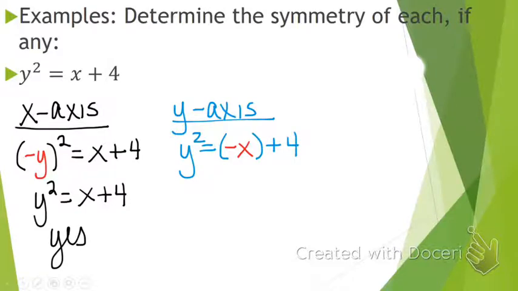Well, negative x to the power of 1 is negative x. So what we're left with is not a match to what we began with. So the answer is no. This does not have y-axis symmetry. So let's go ahead and check for the origin.